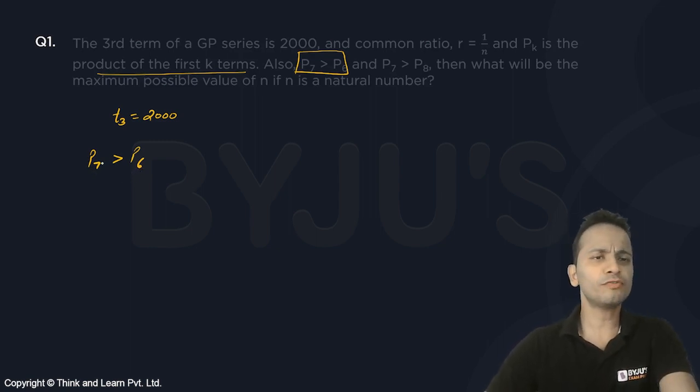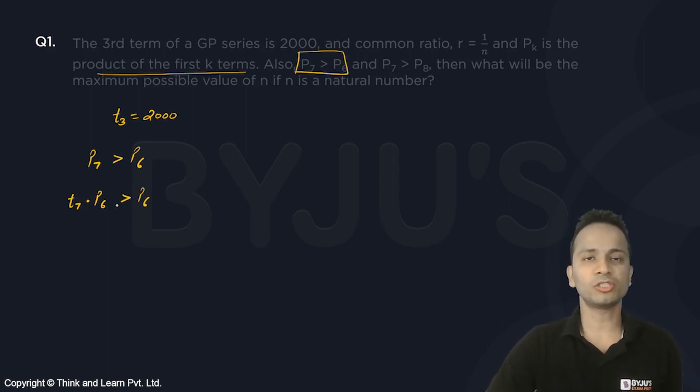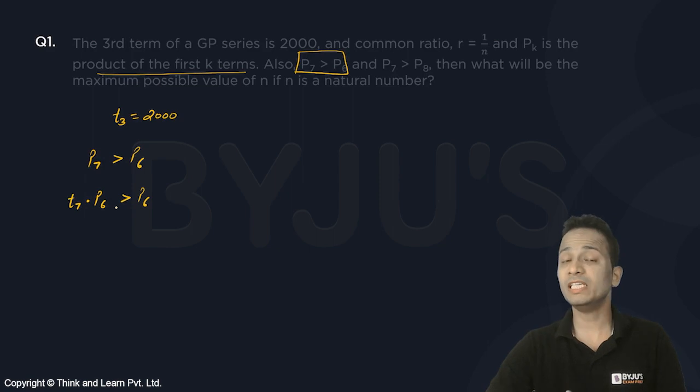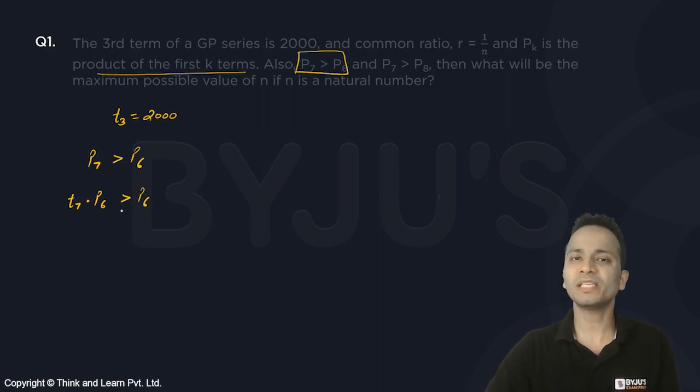Now, the product of 7 terms can be written as the seventh term multiplied by the product of 6 terms, and it will be greater than the product of 6 terms. Now, since all the terms are positive, the product of these terms will also be positive. So P6 will be a positive number. So if I cancel out P6 on both sides of this inequality, then the sign of inequality will not change. So from here, I can say that T7 will be greater than 1.